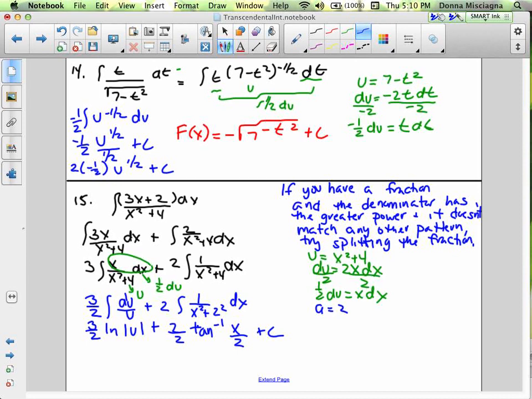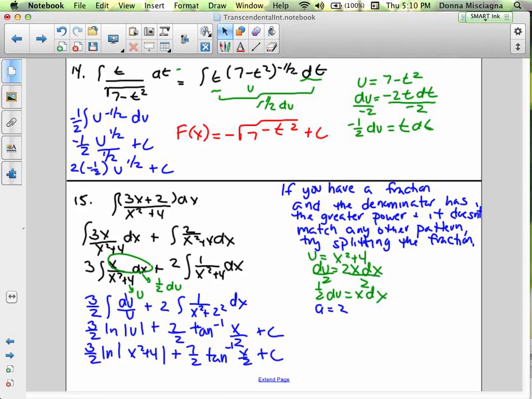And now let's just substitute back for u, so u is x squared plus 4. So 3/2 natural log of x squared plus 4. I'll leave the absolute value bars in, even though there's no way that could be negative. Plus 7/2 arctan x over 2 plus c. Oh, and I forgot to write f of x. You know what? I'll put it in red. I've been putting the final equations in red anyway.